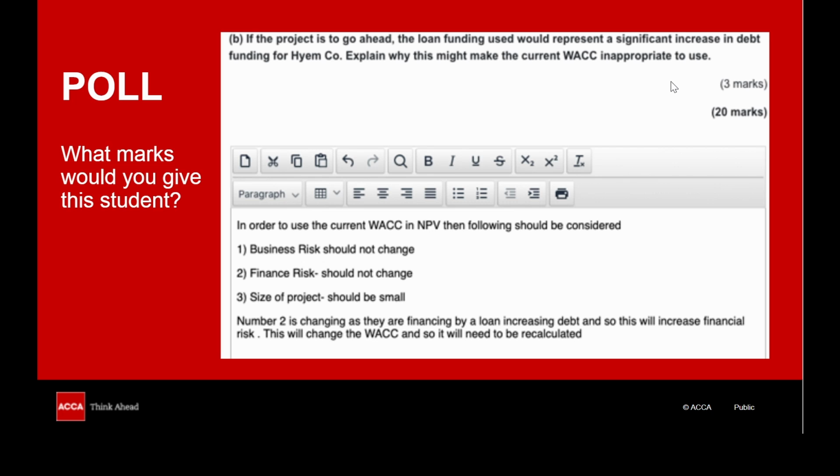So have a little look at this question. What marks would you give this student bearing that in mind? You can give him or her 3 marks, 2 marks, 1 mark, or 0 marks. And then I'm going to post up the poll for you. So bear in mind, do you think they've answered the question that's been asked? Okay? Or have they just answered the question they wanted it to be because they've learnt it?